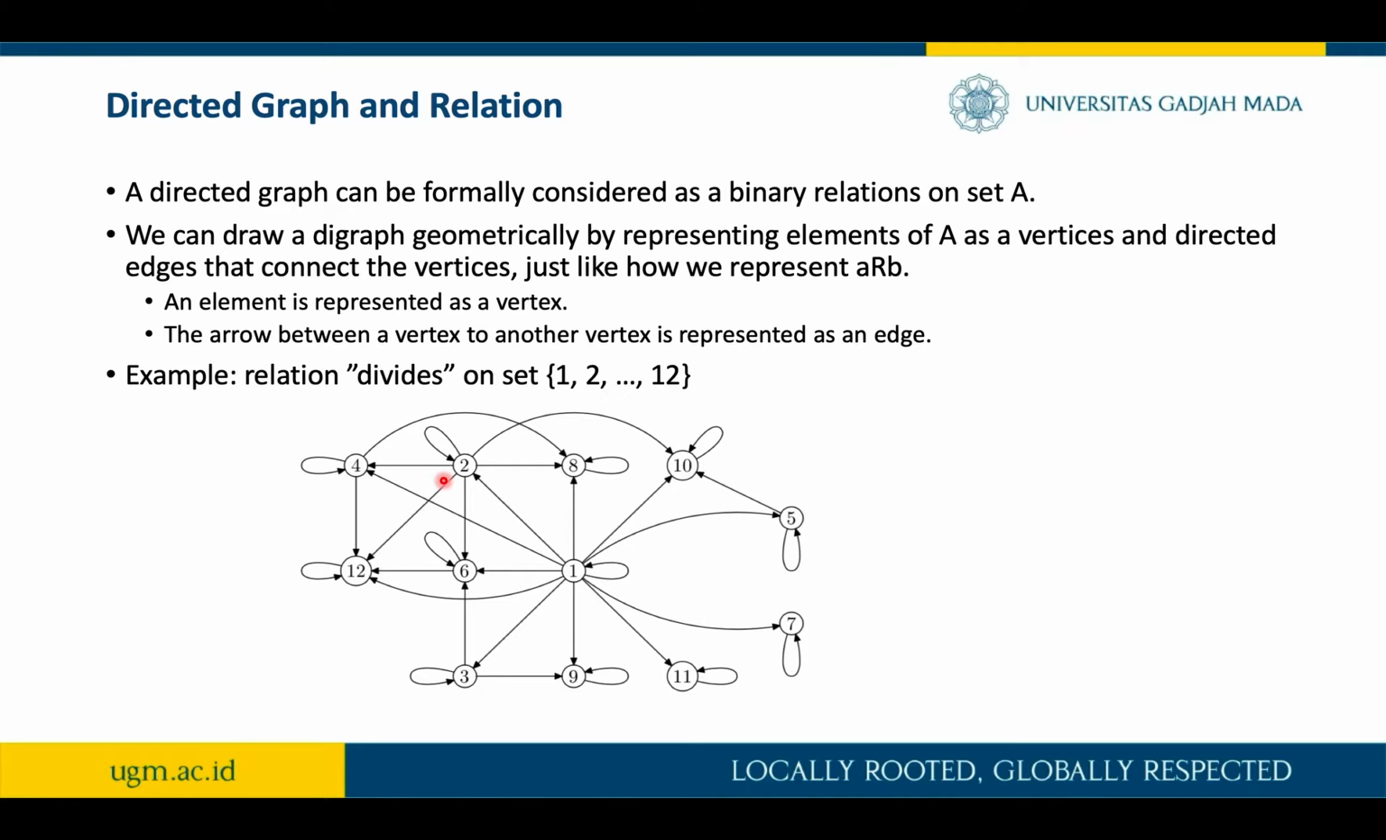This is an example of relation. The relation here is divides on the set of integers from 1 to 12. So, for example, there is an arc, an edge from 2 to 10 because 2 divides 10. There is an edge from 2 to 8 because 2 divides 8, and so on. Then there is a loop. For every vertex, there is a loop because a number divides itself.